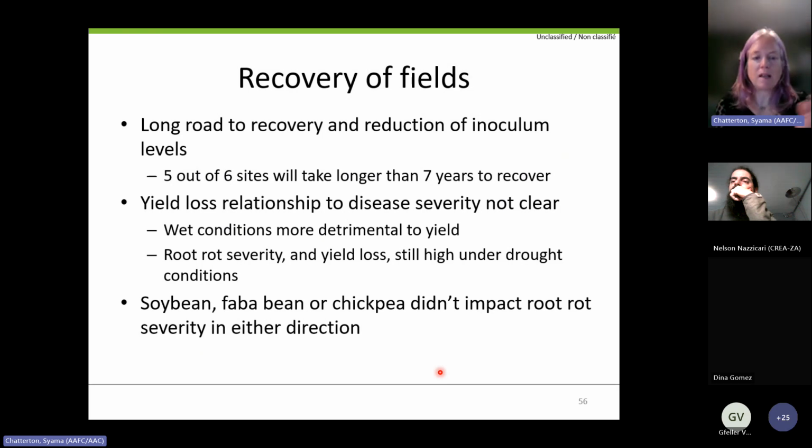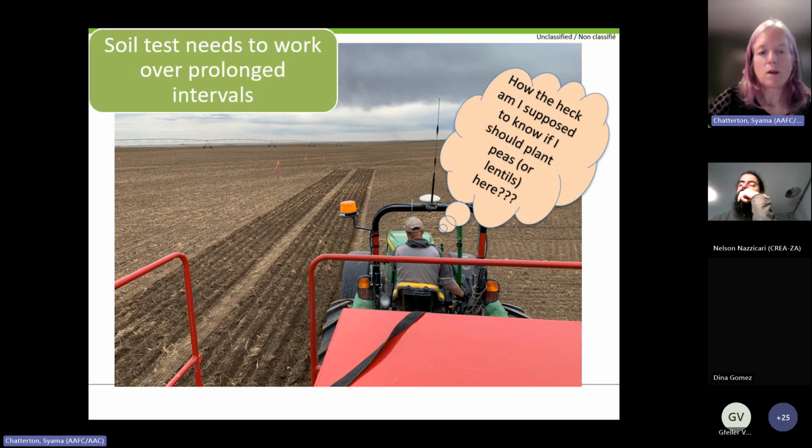The only thing we saw, like I mentioned in an earlier slide, was that peas after faba bean in some locations actually did produce a better yield, and we are looking further into why that occurred. So I think this rotation study just really reinforces how important a soil test is, because it needs to work over prolonged intervals.